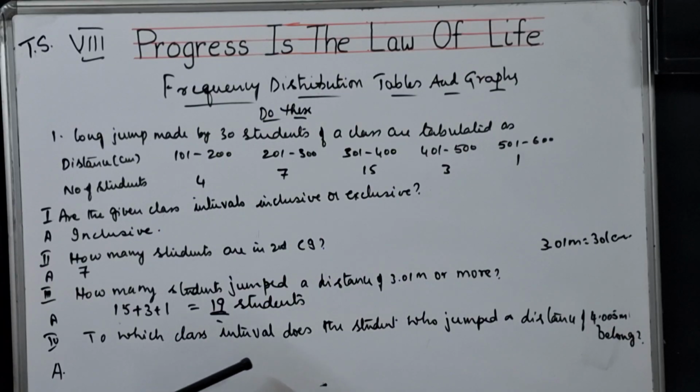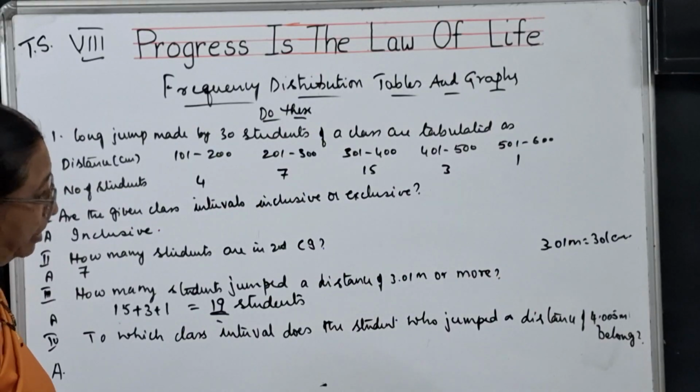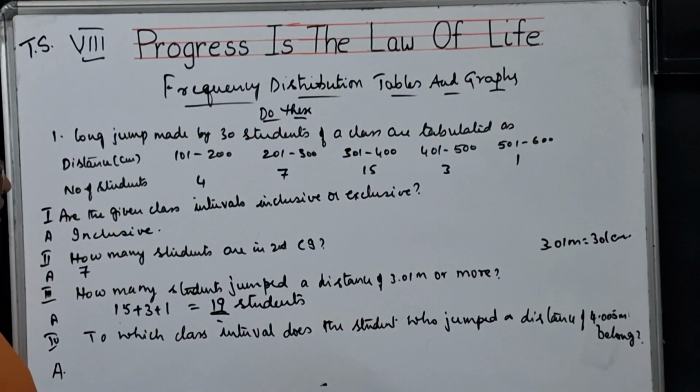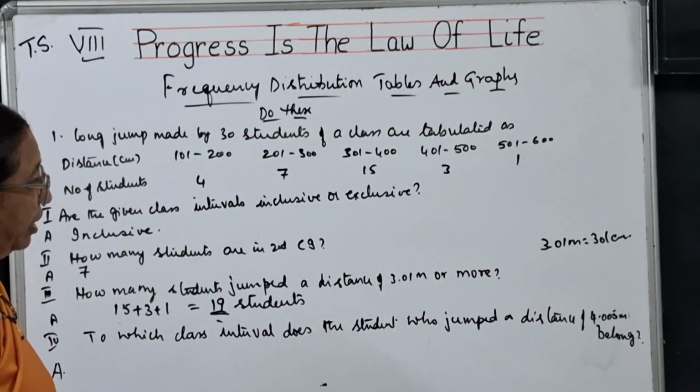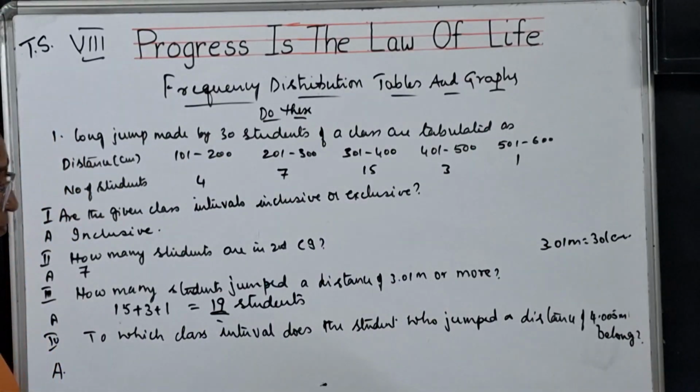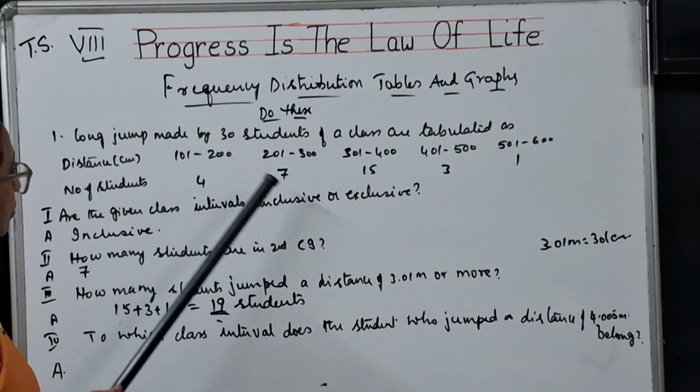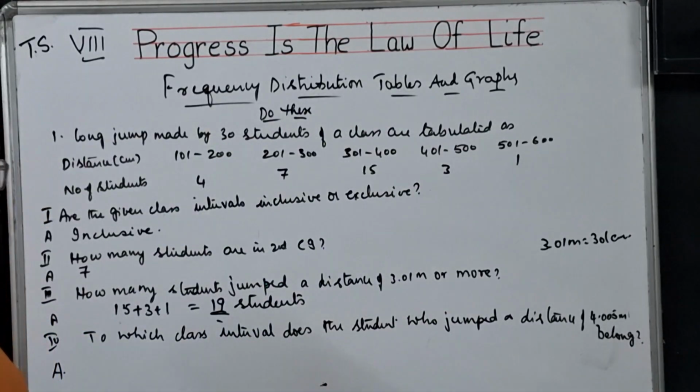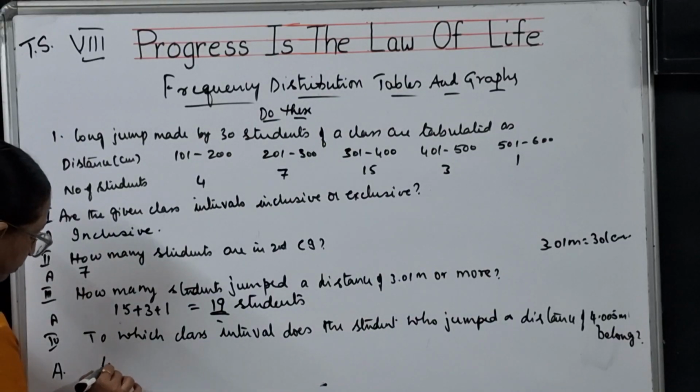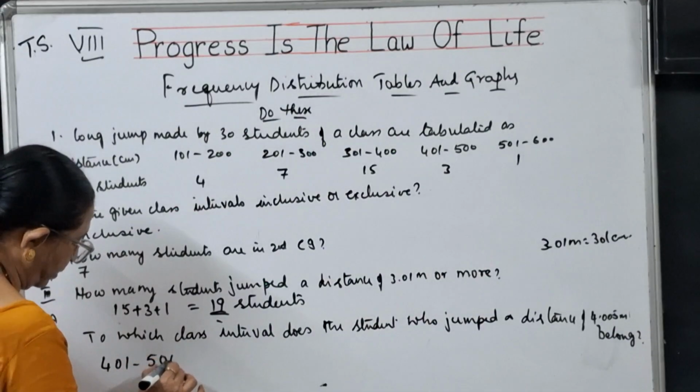Next, to which class interval does the student who jumped 4.005 meters belong? If you convert 4.005 meters into centimeters, it is definitely 400, and you will be getting it in 400 to 500. To which group does this belong? 1, 2, 3, 4. So the fourth class interval, that is 401 to 500.